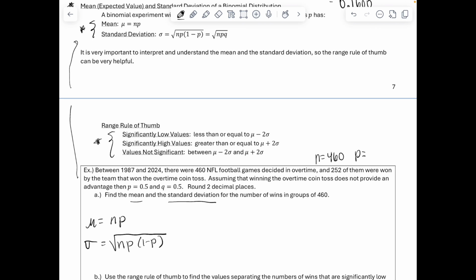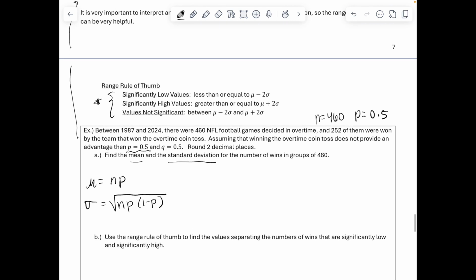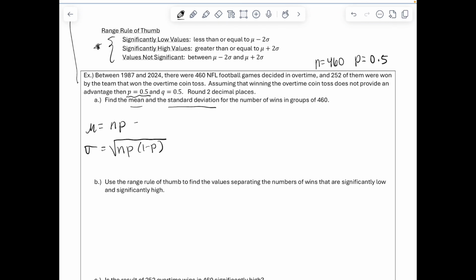And p is going to be that probability of winning, and it does say that p is equal to 0.5. So substituting these in, I can calculate my mean, which works out to being 230, and this is games.